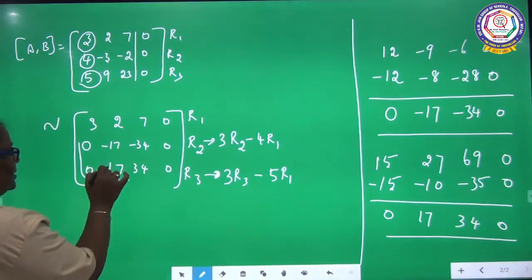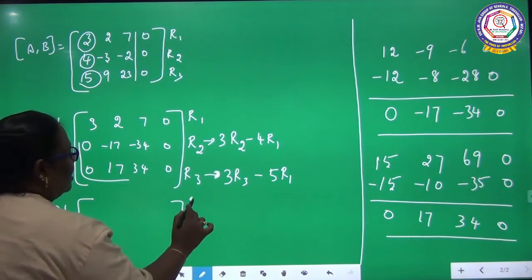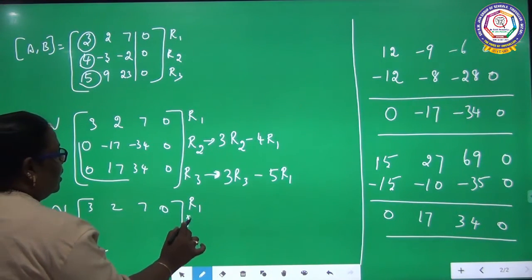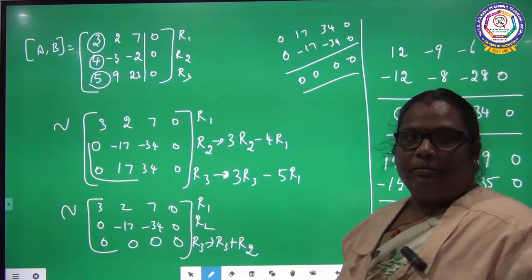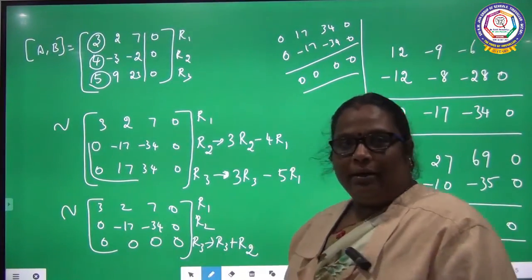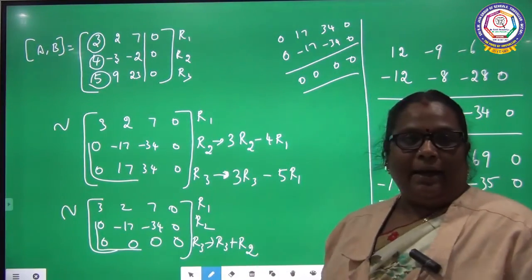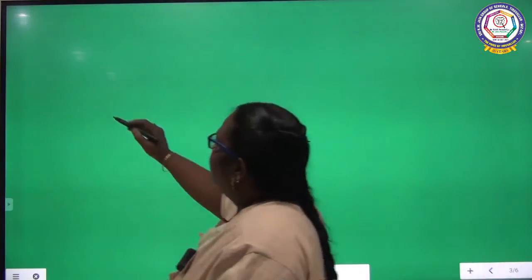See, check these two numbers. R1 as it is, you can write 3, 2, 7, 0. What is R2? 0, minus 17. Yeah. Now the matrix is in echelon form. See, this is in echelon form. First we will write it. I will move on to the next slide.